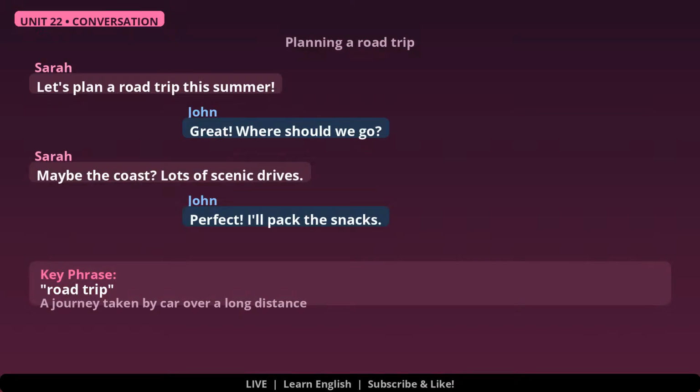Let's hear how people talk. Situation. Planning a road trip. Sarah says, let's plan a road trip this summer. John says, great. Where should we go? Sarah says, maybe the coast? Lots of scenic drives. John says, perfect. I'll pack the snacks. The key phrase is road trip. It means a journey taken by car over a long distance.